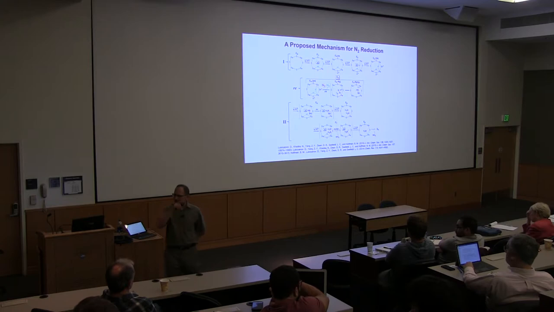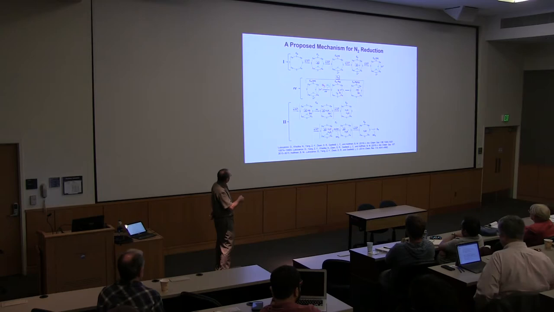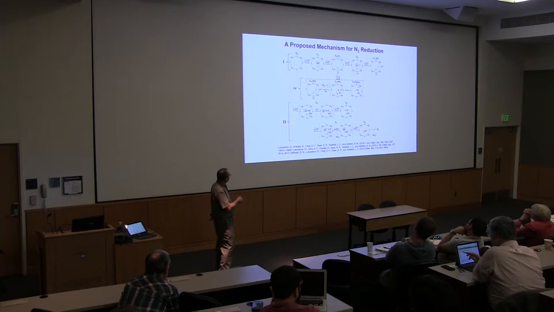That's another possibility. And then what you imagine, again, this is all make-believe down here, but reasonable, is how would you deal with that N2 that's bound? And here we're using migratory insertion. It's sort of the obvious thing you do. And you can walk your way through here, and you can release an ammonia, release another ammonia, and out you come with your two ammonias. And this is all, I think, pretty reasonable chemistry.